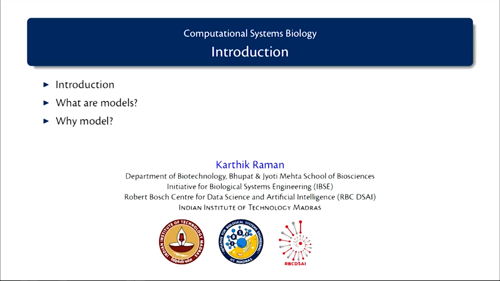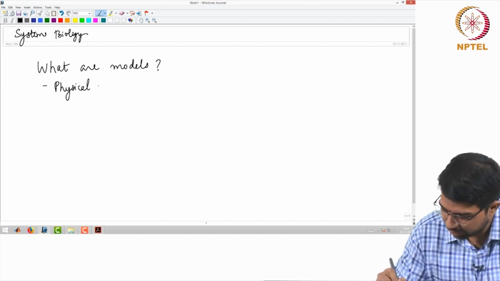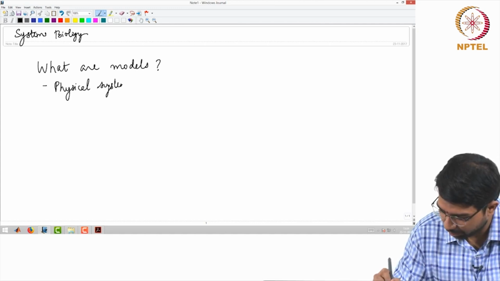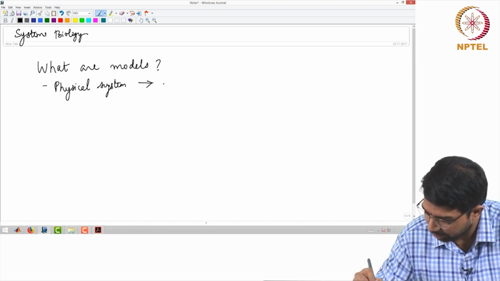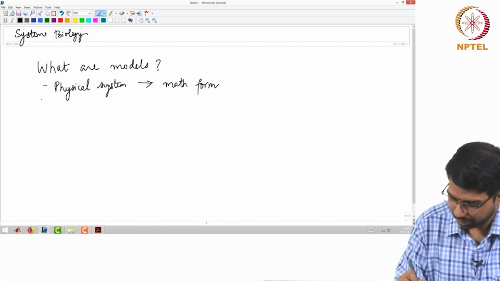Today I will introduce you to the field of computational systems biology and modeling in particular. We will look at what a model is and why we model. We will have an interesting discussion about all the things we need to model, all the reasons why we model, the need to make predictions, and so on. A model takes a physical system to some math form.